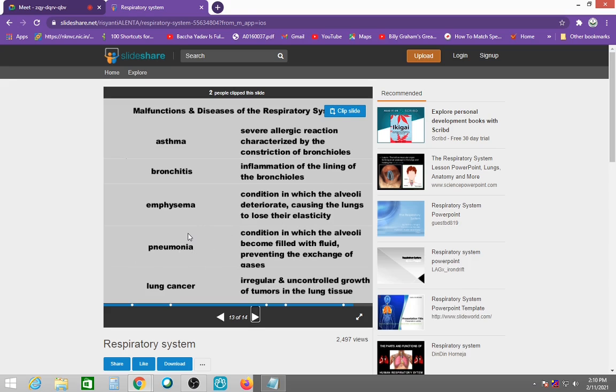Pneumonia. What is pneumonia? Infection of the lungs. What are the causes of pneumonia? Can you guess? Bacteria, right? Bacterial pneumonia is there, viral pneumonia is there, interstitial pneumonia is there. Pneumonia can be due to organisms, or it can also be due to non-infective causes, like interstitial pneumonia, which is a different entity. I'll teach you all this later.